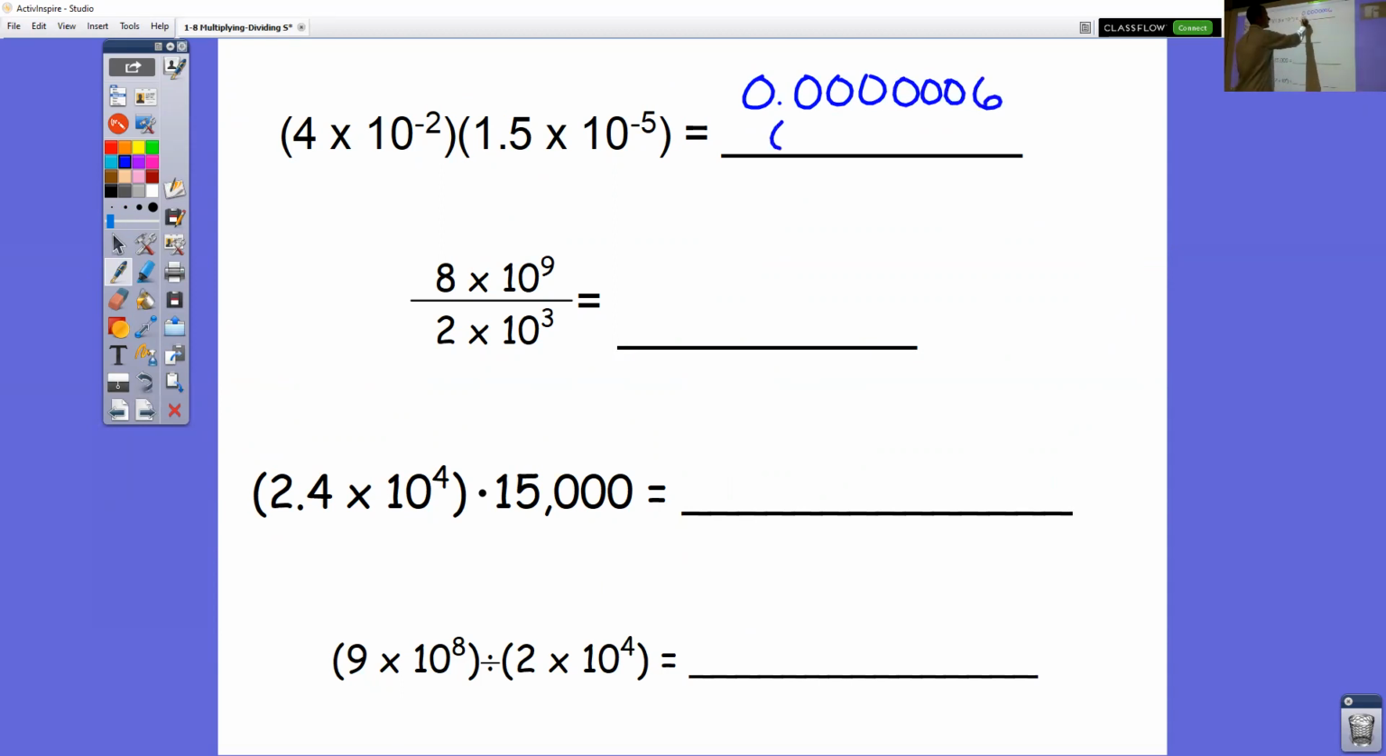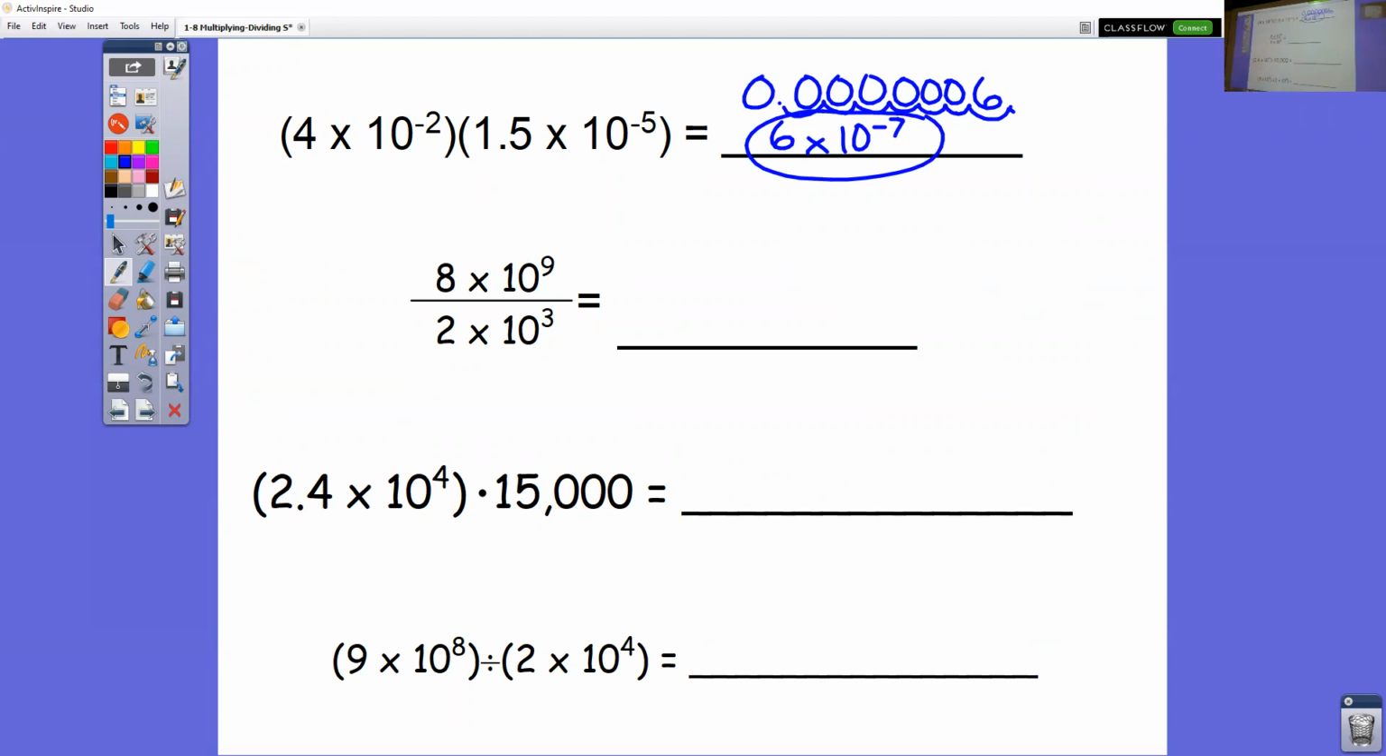Making that in scientific notation, put a decimal point after your first non-zero number, so after the 6. 1, 2, 3, 4, 5, 6, 7. It's not to the 7th, though. It's times 10 to the negative 7th because we started off with 0 point.